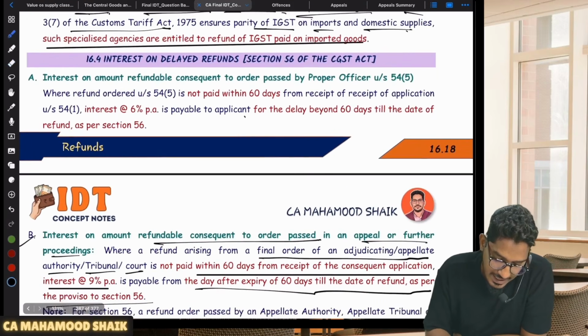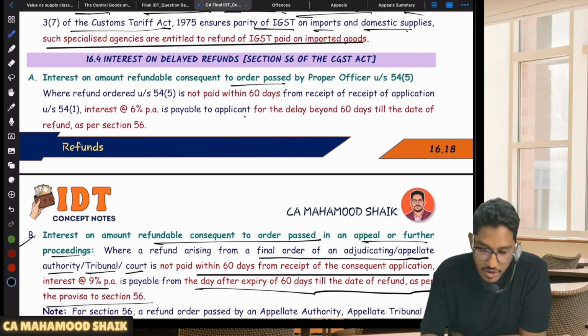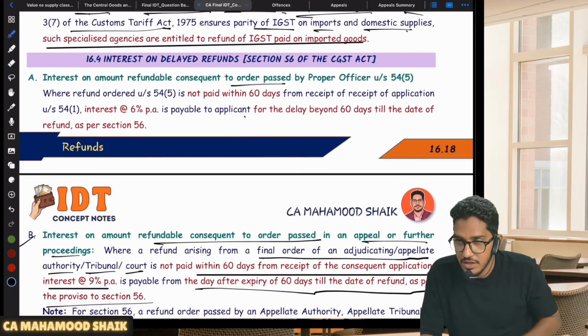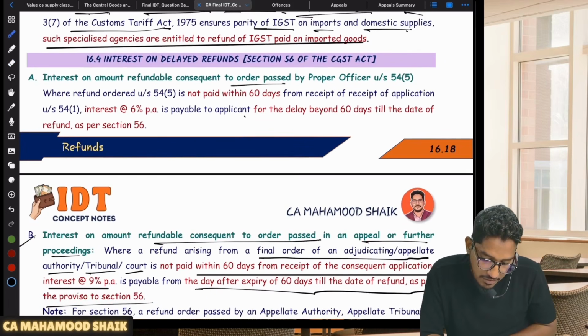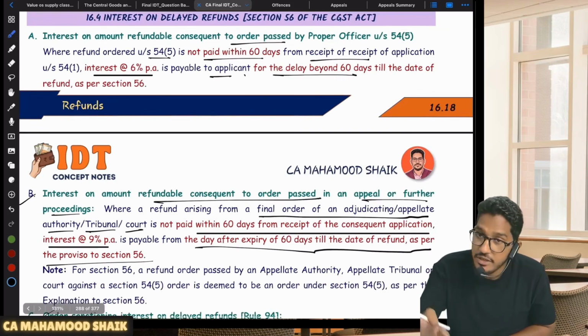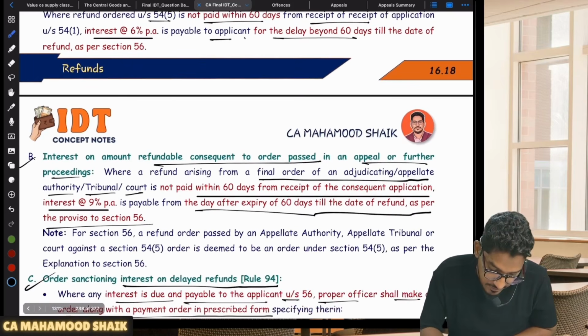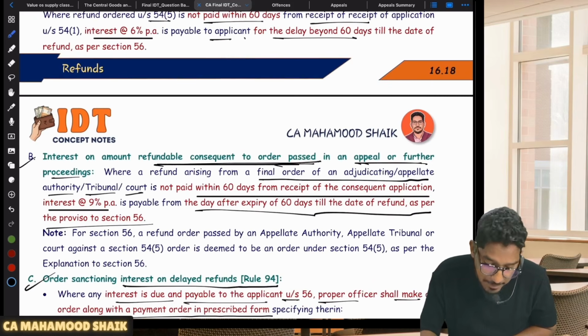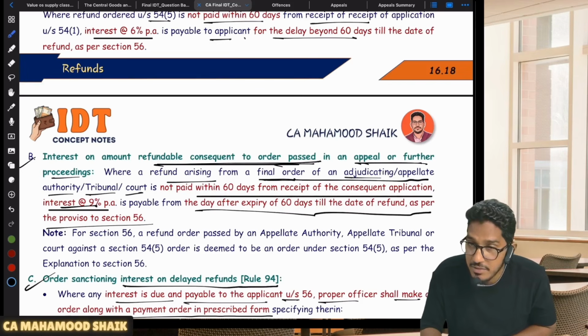See, interest on amount refundable consequent to an order passed by the proper officer. The proper officer passed an order and you are eligible for refund. When the refund ordered under 54(5) is not paid within 60 days from the receipt of the application under 54(1), interest at the rate of 6% is payable to the applicant for the delay beyond 60 days till the date of refund. Now, another case: refund consequent to an order passed in appeal or further proceeding. Where a refund arising from a final order of the adjudicating or appellate authority is not paid within 60 days from the receipt of the consequent application, interest at the rate of 9% will be payable.